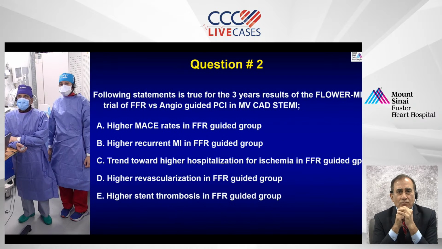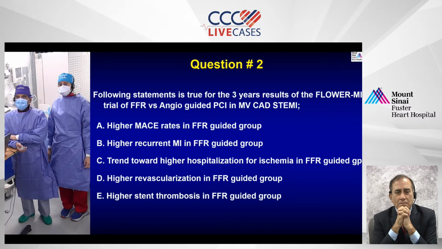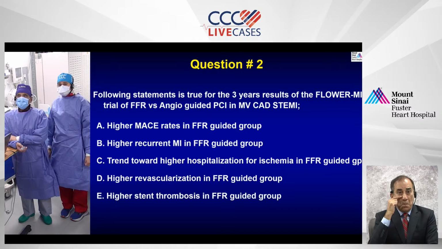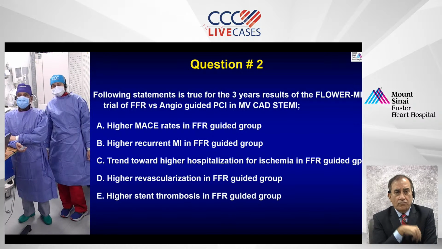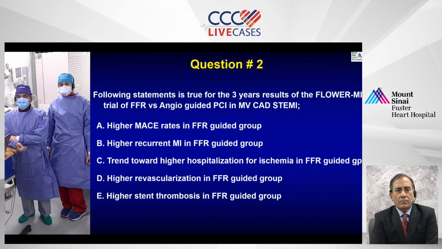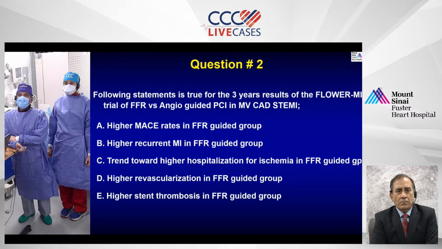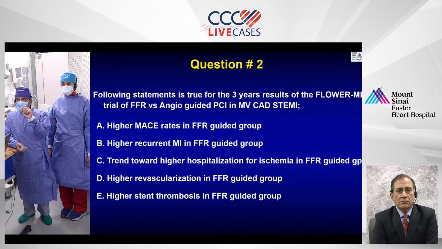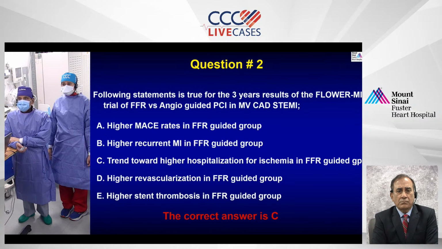Second question, the following are true statements for FLOWER-MI at 3 years: higher MACE rate in the FFR-guided group, higher recurrent MI in the FFR-guided group, trend towards higher hospitalization with ischemia in the FFR group, higher revascularization in the FFR group, and higher stent thrombosis. Clearly, there was a trend towards higher hospitalization with a p-value of 0.07.